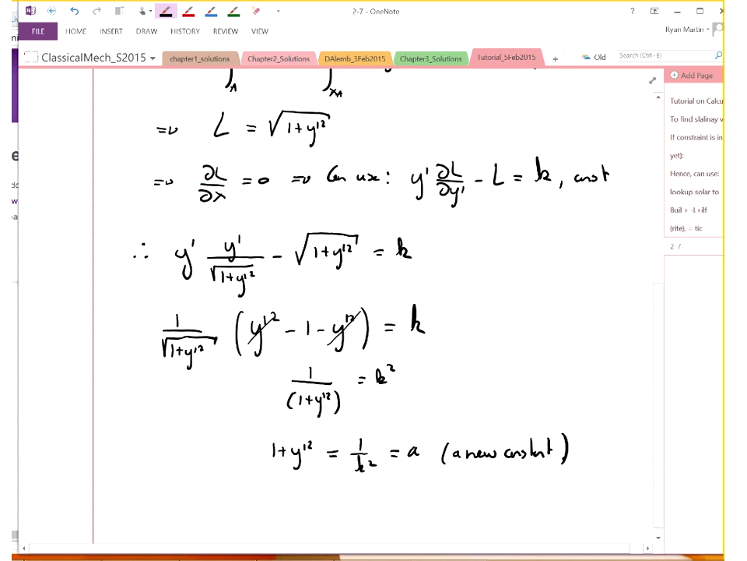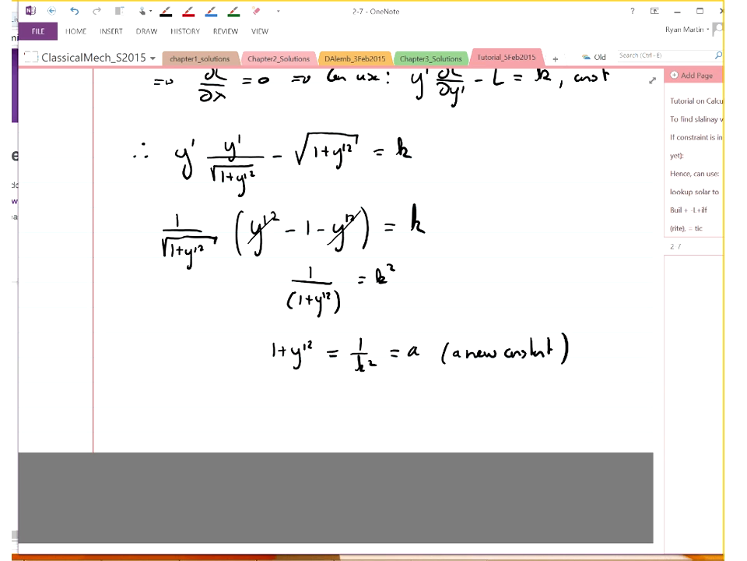Since k is constant, so is 1 over k squared. And since we haven't determined it yet, let's just call it something else. And so what that gives me is that y prime is equal to the square root of a minus 1. Now again, a is a constant, and so a minus 1 is a constant, so the square root of a minus 1 is too.